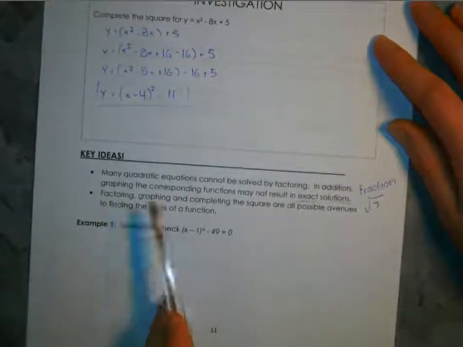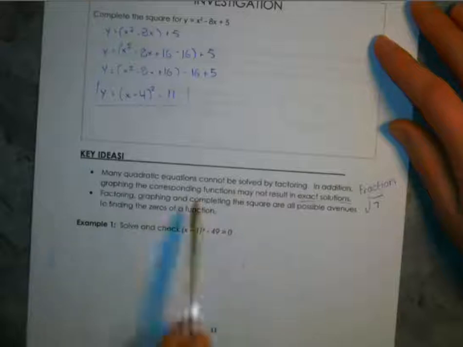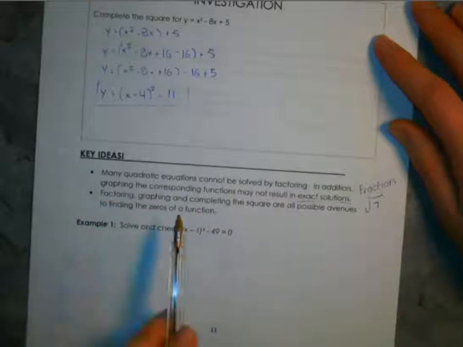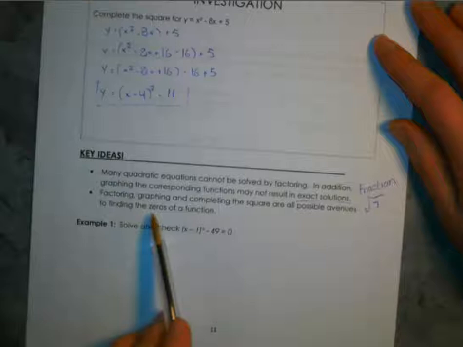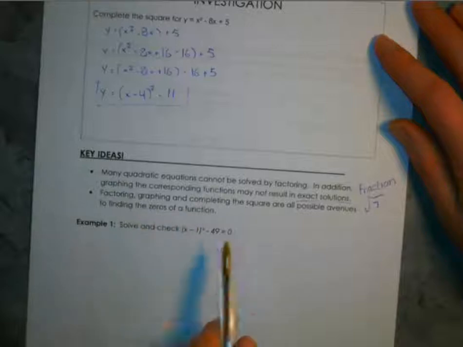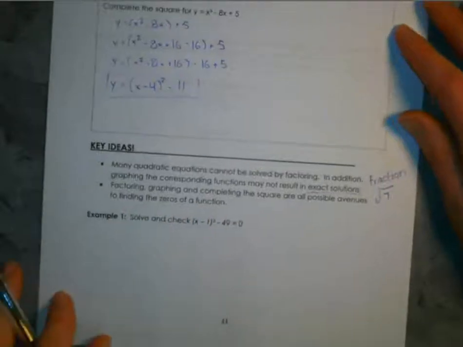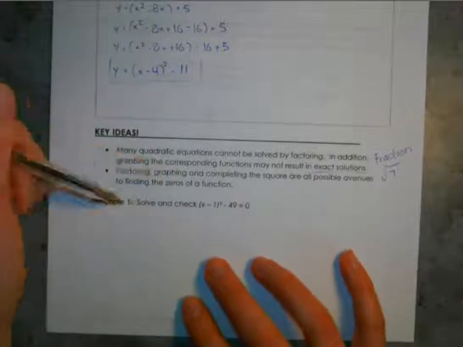Let's see what else. Factoring, graphing, and completing the square are all possible avenues for finding the zeros. So yeah, if factoring and graphing aren't working to give you an exact value when you need it, then completing the square can help you out with that. So let's look at this first example here.